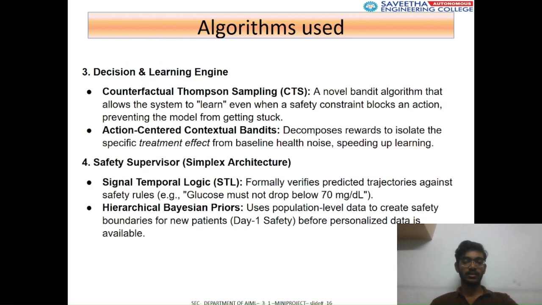Then coming to the final decision engine, it is done using counterfactual Thompson sampling, which is a bandit kind of algorithm, a reinforcement learning based algorithm which takes a decision based on the reward, so it's kind of adjusting. And then action-centered contextual bandit. Finally, coming to signal temporal logic and hierarchical Bayesian priors, which is the final safety supervisor layer, which decides whether to take the decision or not.